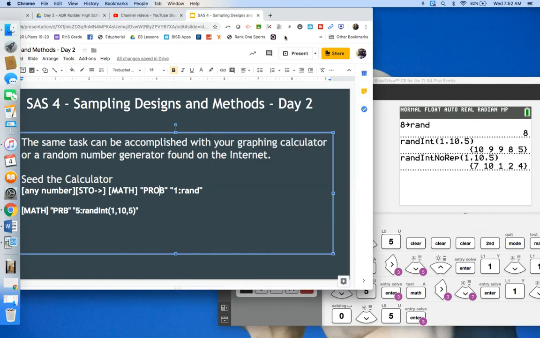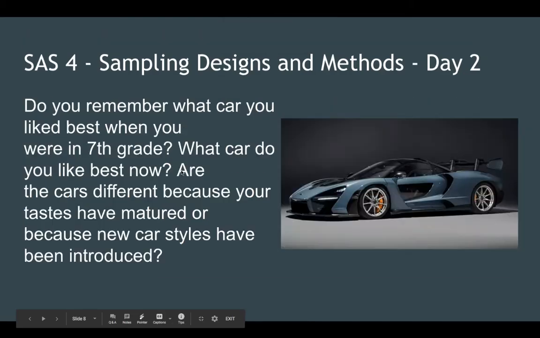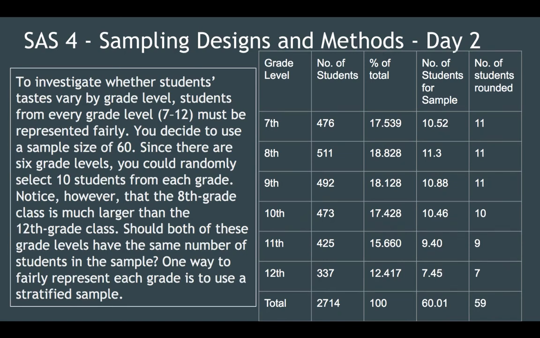All right, so let's get back to this lesson. That's how you use a random number generator on the calculator. And do you remember what car you liked best when you were in the 7th grade, and what car do you like best now? Are the cars different because your tastes have matured or because the new car styles have been introduced? So they surveyed school-level students between 7th and 12th grade.